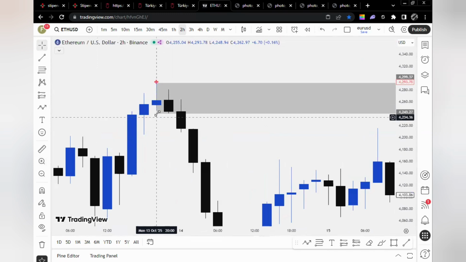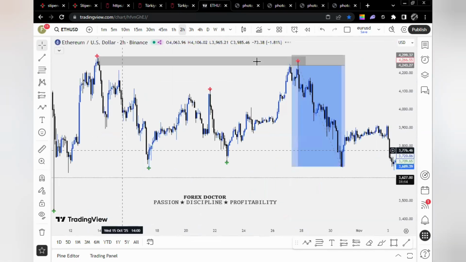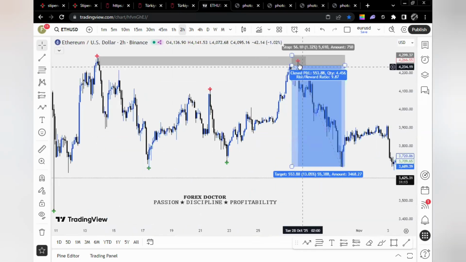Don't mind my chart colors, okay? The last candle was blue. I mapped it out before price started falling, before sellers started entering. This was the last buy candle, okay? I dragged it out to my rectangle. And what happened? Price came back to it, tapped it, and I sold.